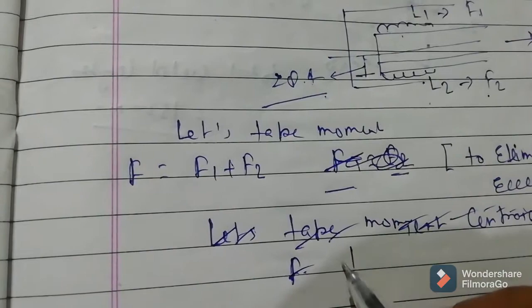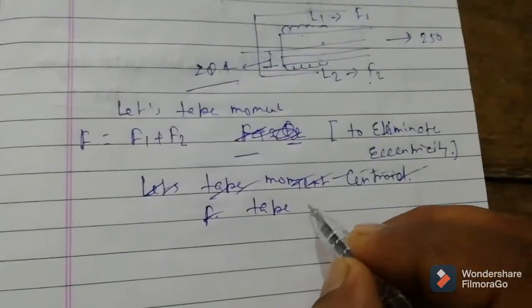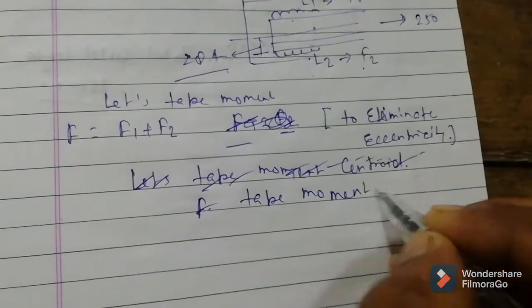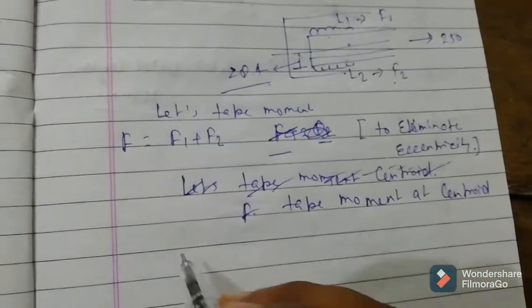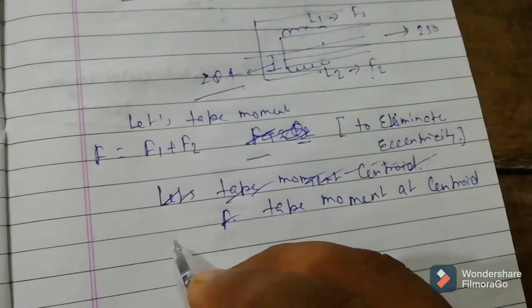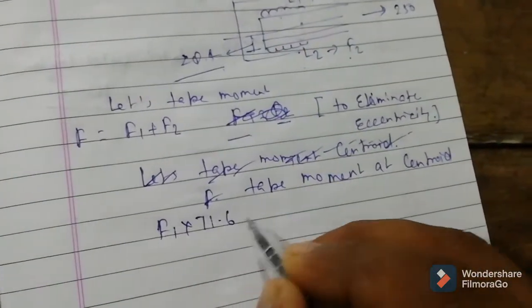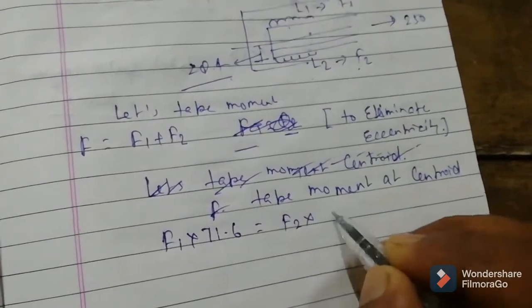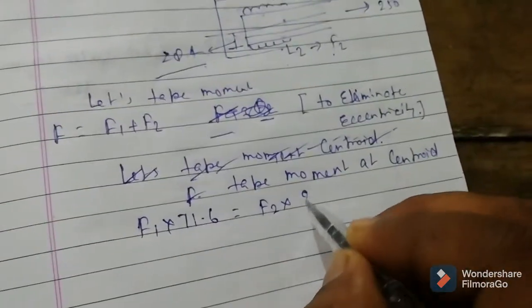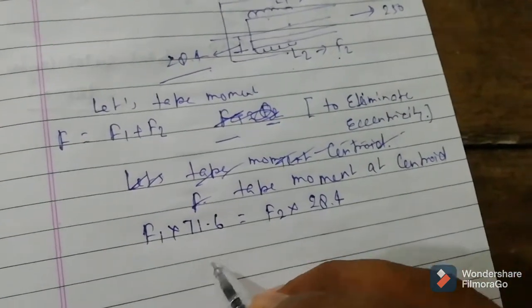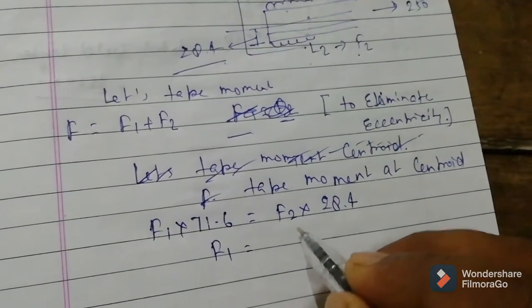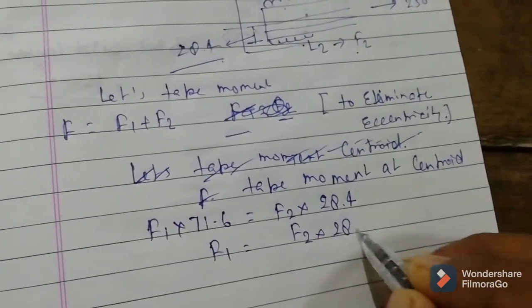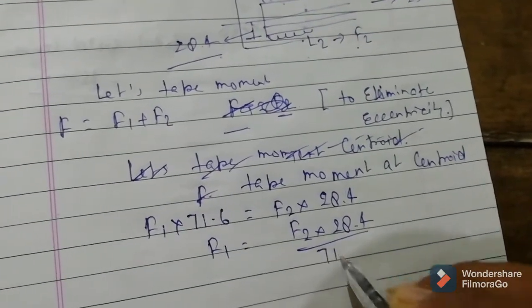So let's take moment at centroid. F1 multiplied by the distance, that is 71.6, equal to F2 multiplied by 28.4. From here we are going to find the relationship between F1 and F2. So F1 equal to F2 multiplied by 28.4 upon 71.6.